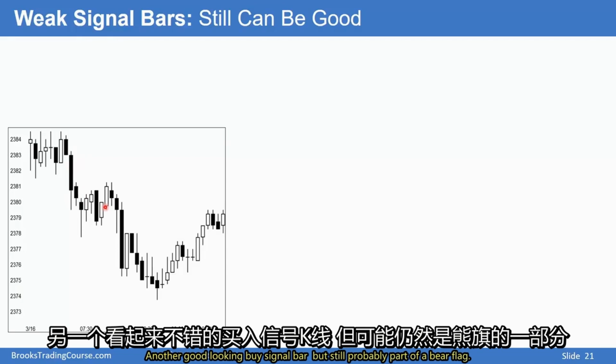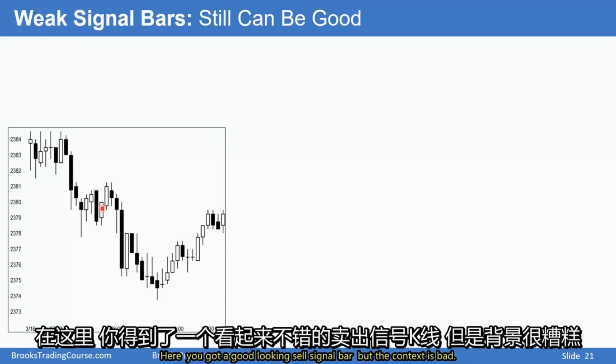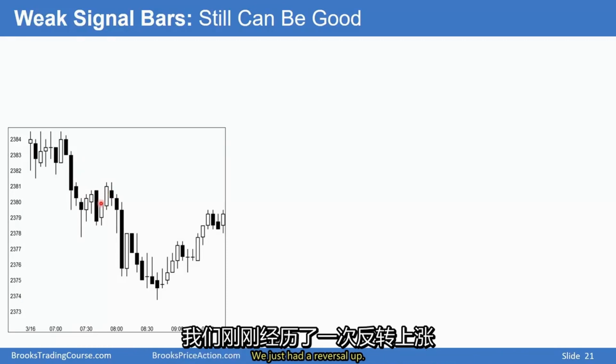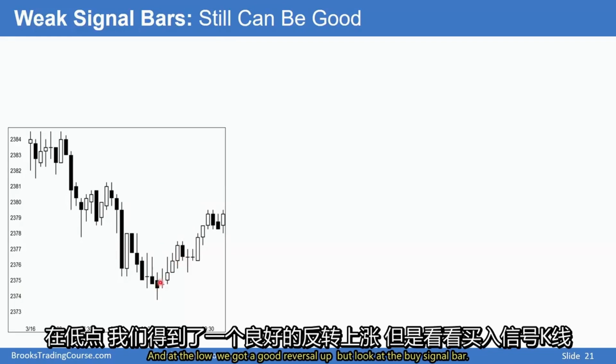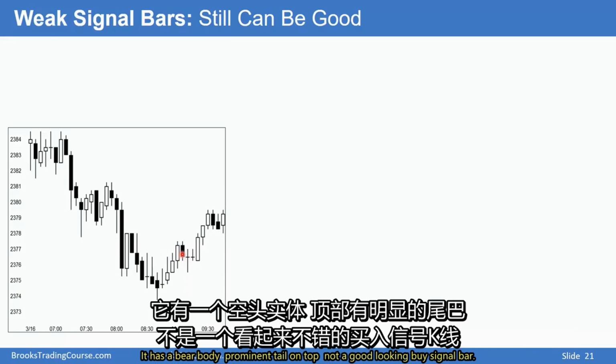Another good-looking buy signal bar, but still probably part of a bear flag. So good bar, bad trade. Here you got a good-looking sell signal bar, but the context is bad. We just had a reversal up. Good sell signal bar, but bad context, bad trade.